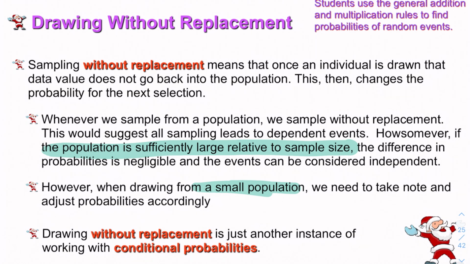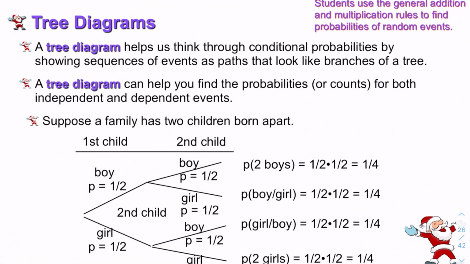However, when drawing from a small population, we need to take note and adjust probabilities accordingly. So once your population is sufficiently large, then it's irrelevant what the sample size is, and we can roughly say they're independent. So good to know. In essence, drawing without replacement is just another instance of working with conditional probabilities. So we'll come back to this idea of replacement, wrap up what we want with probabilities, especially with the binomial distribution, and we will wrap up chapter 15, the first part, in part 3.